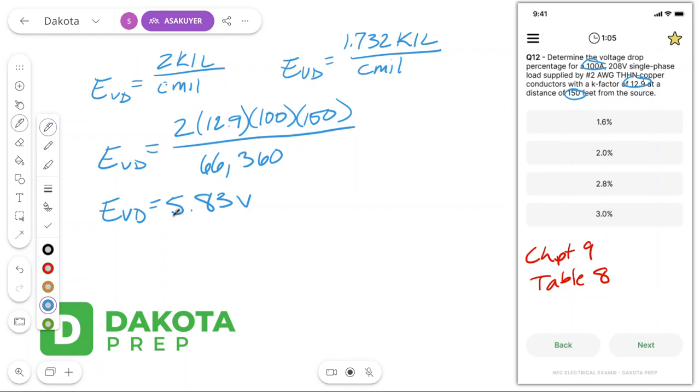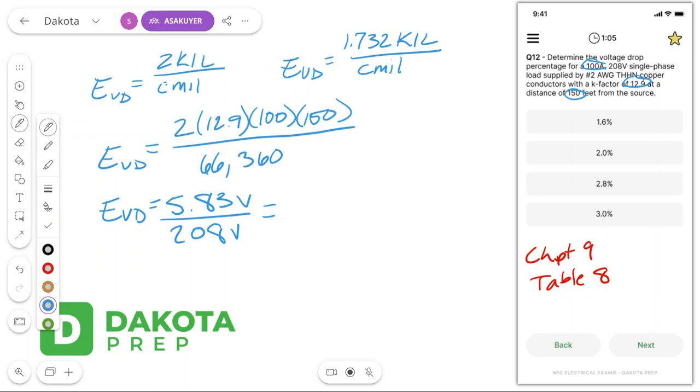To find the percentage, it says determine the voltage drop percentage. All we need to do is divide that by our single phase voltage, which in this case is 208 volts. What percentage of 208 volts is 5.83 volts?